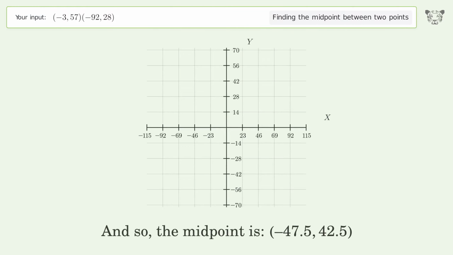And so, the midpoint is negative 47.5, 42.5.